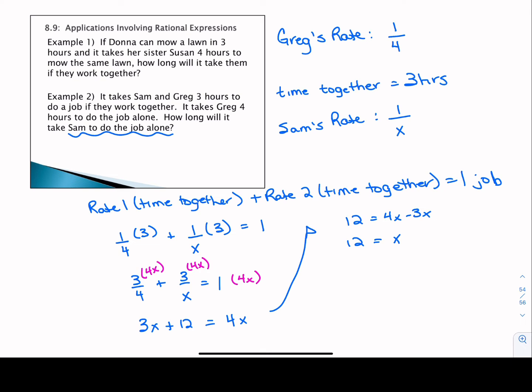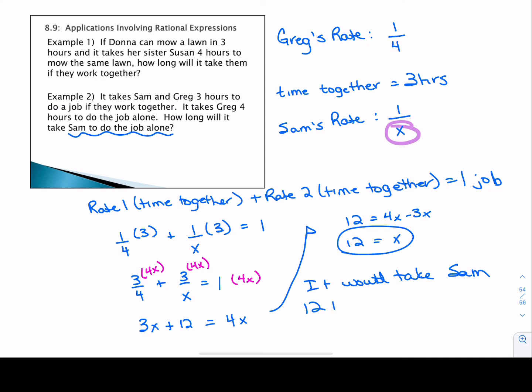He does one job in 12 hours. So remember, this is representing the number of hours we have for Sam to do the job all by themselves. So what we would say as a final statement is that it would take Sam 12 hours to do the job alone.